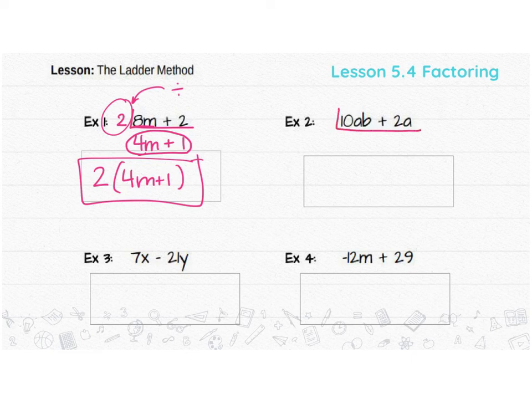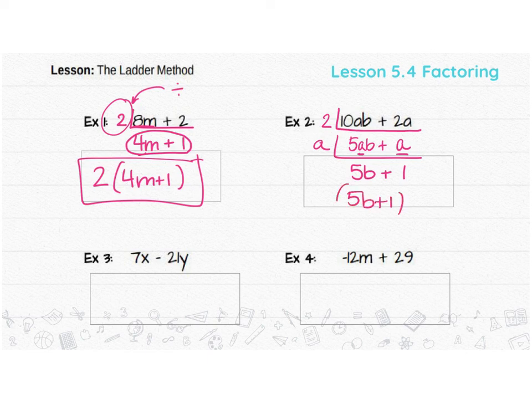Example 2. Number that goes into both 10ab and 2a would be 2. You do your division. 10ab divided by 2 is 5ab, plus 2a divided by 2 is a, or 1a. Now, if you notice, both of them have a's. That means we have to take an a out as well. You divide 5ab by a, you get 5b, and then a divided by a, you get 1. Because 5 and 1 both don't have any other common factors other than 1, we are done.